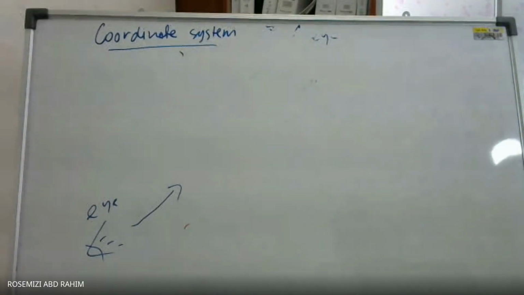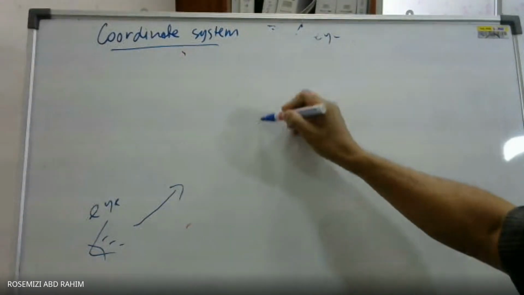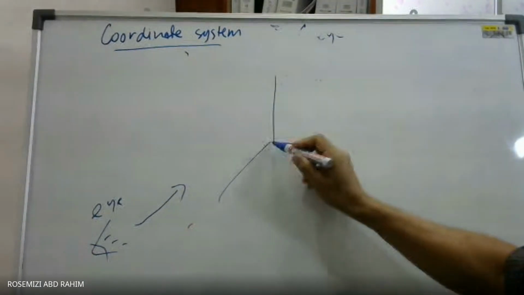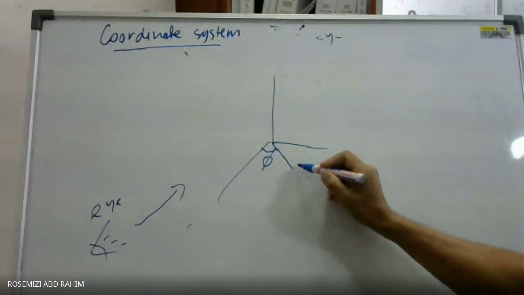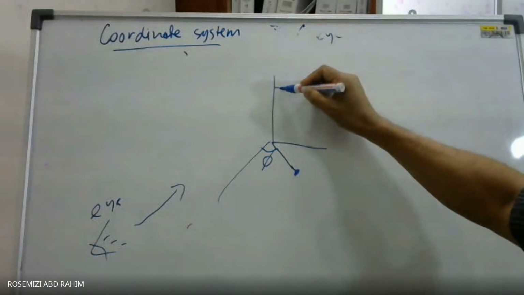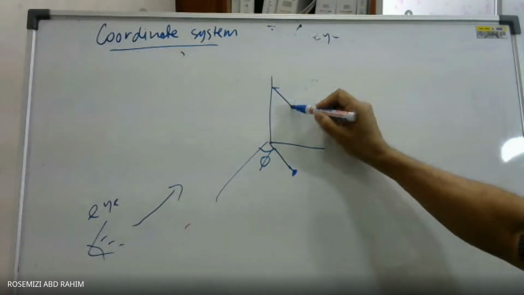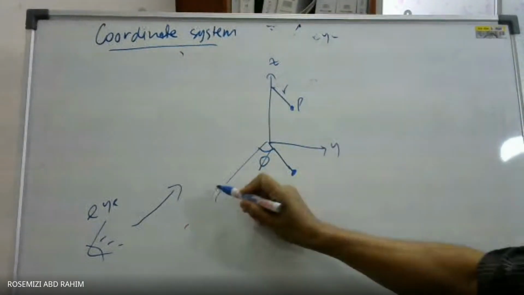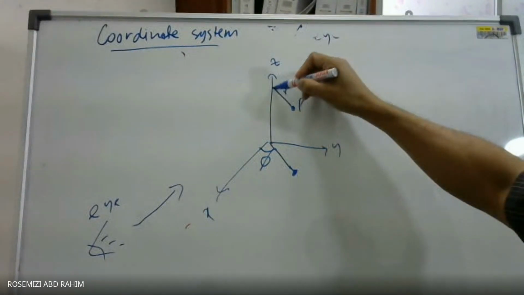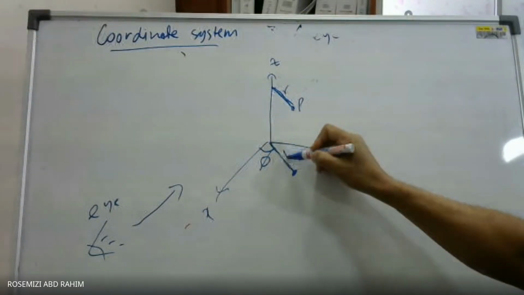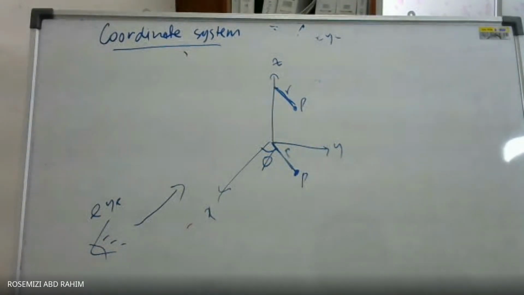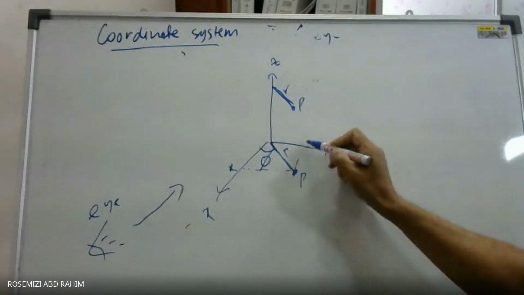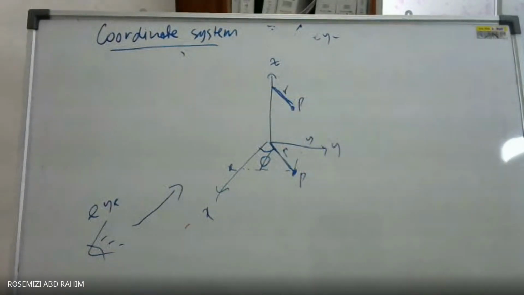So for the derivation of this angle phi, this is point P. This is R. Z, Y, X. So point P, this is R. This also R. This is point P. This one is X. This one is Y. This one is Z.